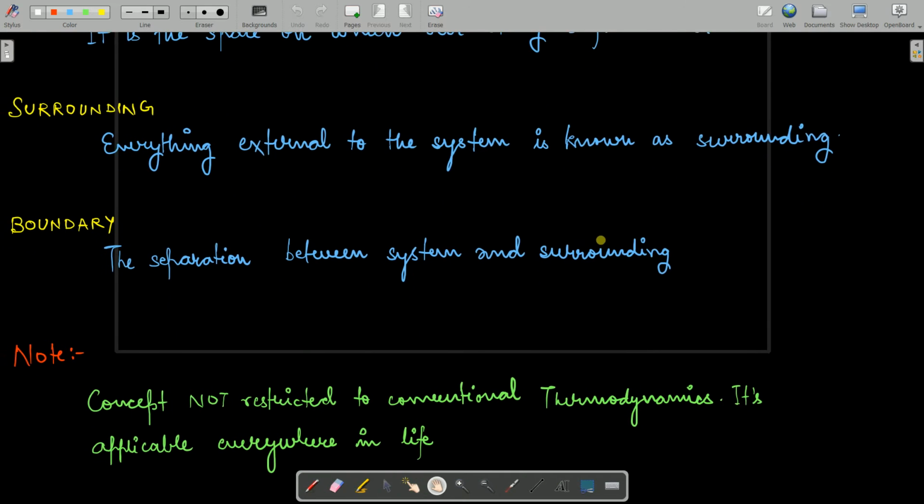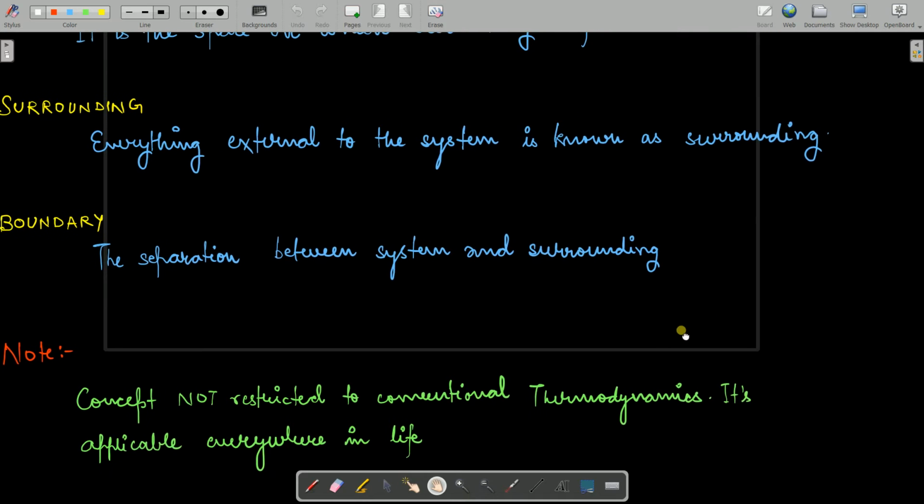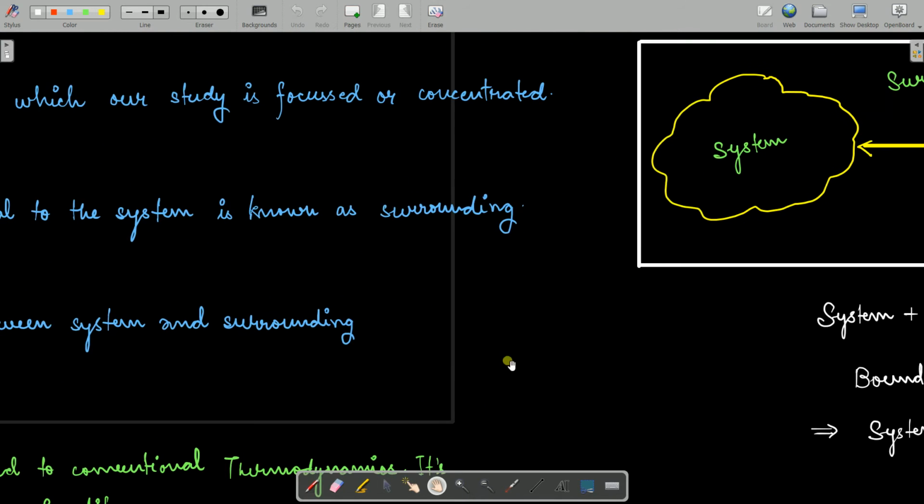One note, the concept is not restricted only to conventional thermodynamics. So please remove that old idea that system, surrounding, and boundary will be dealt with only in the thermodynamics subject. No, you can apply this concept anywhere in this universe. It is applicable everywhere in life. Even in philosophical life you can apply the concept of system, surrounding, and boundary.